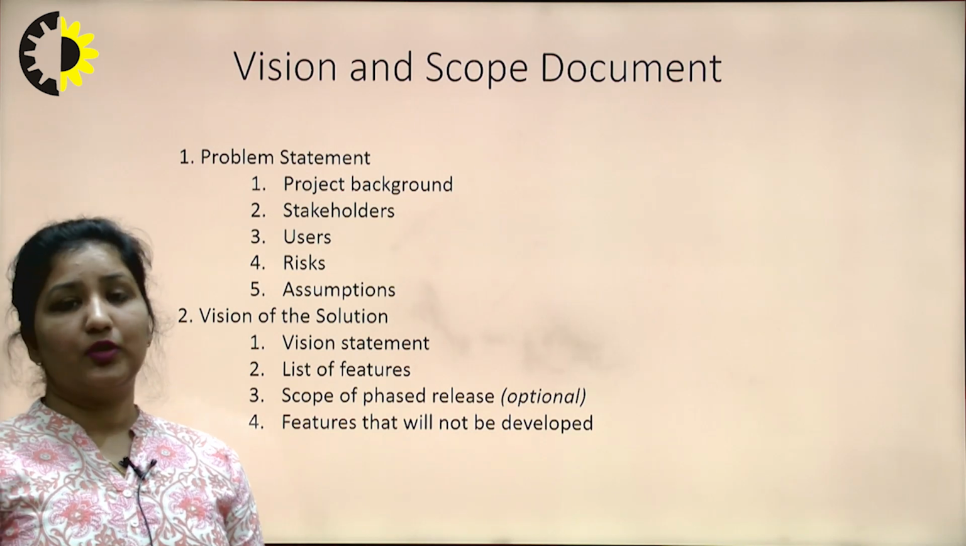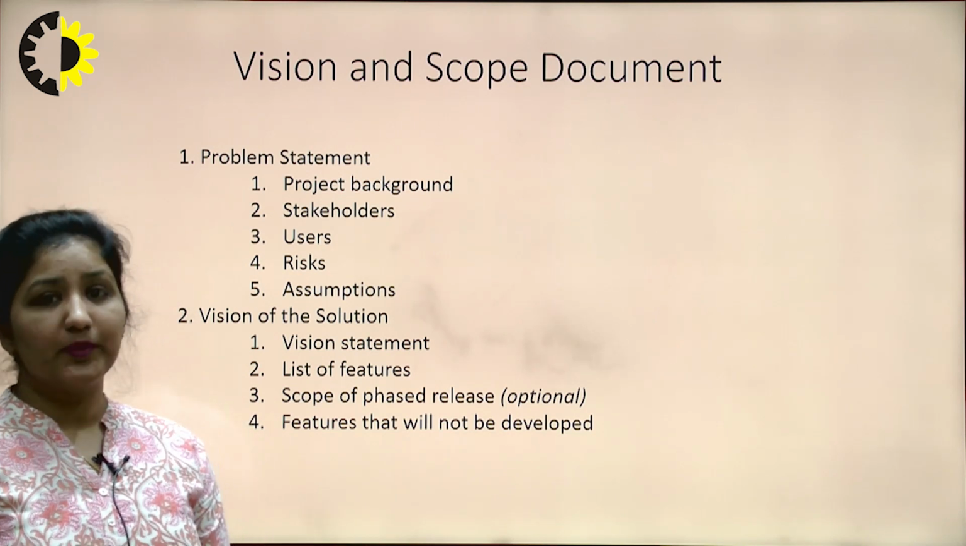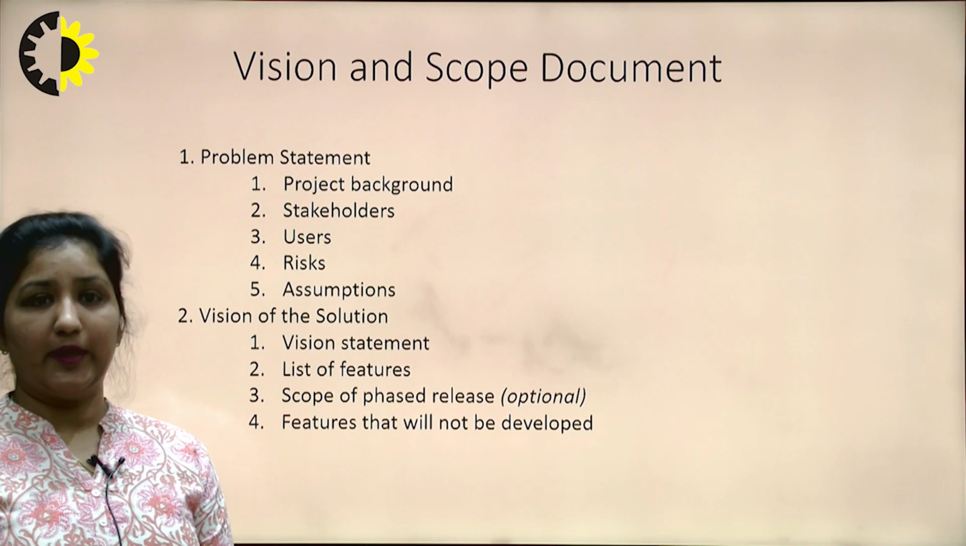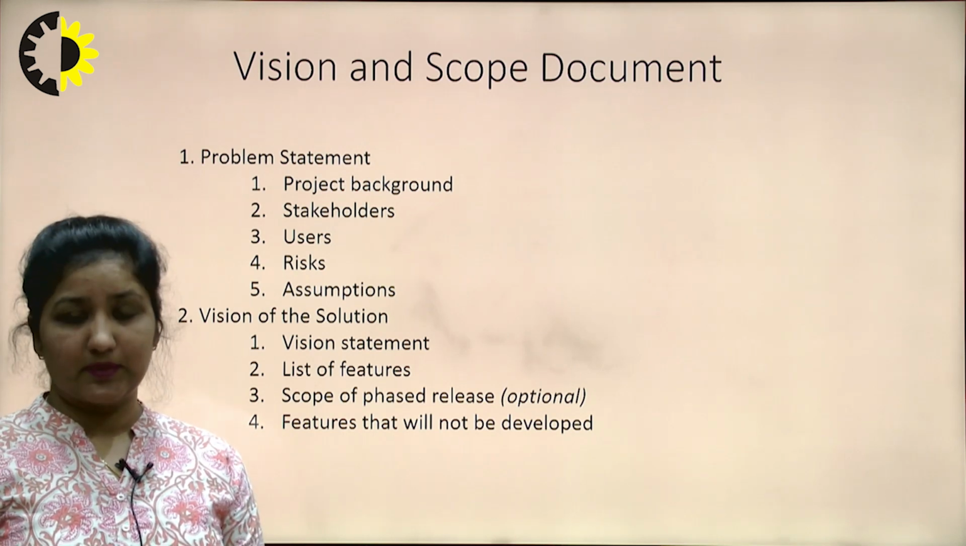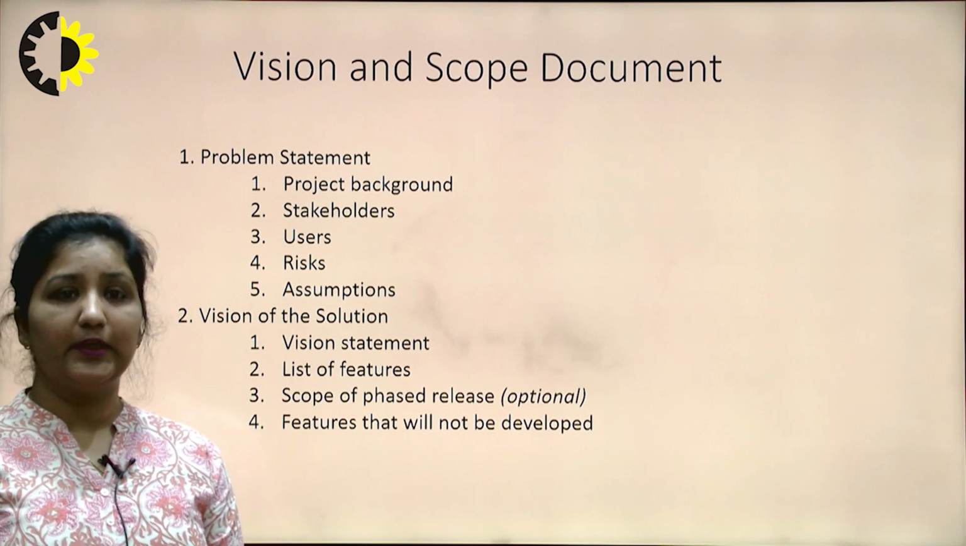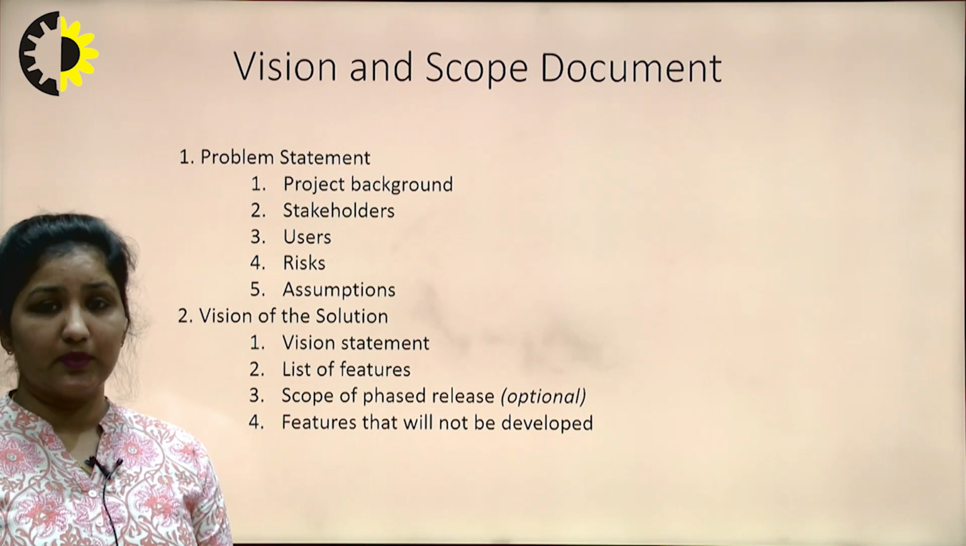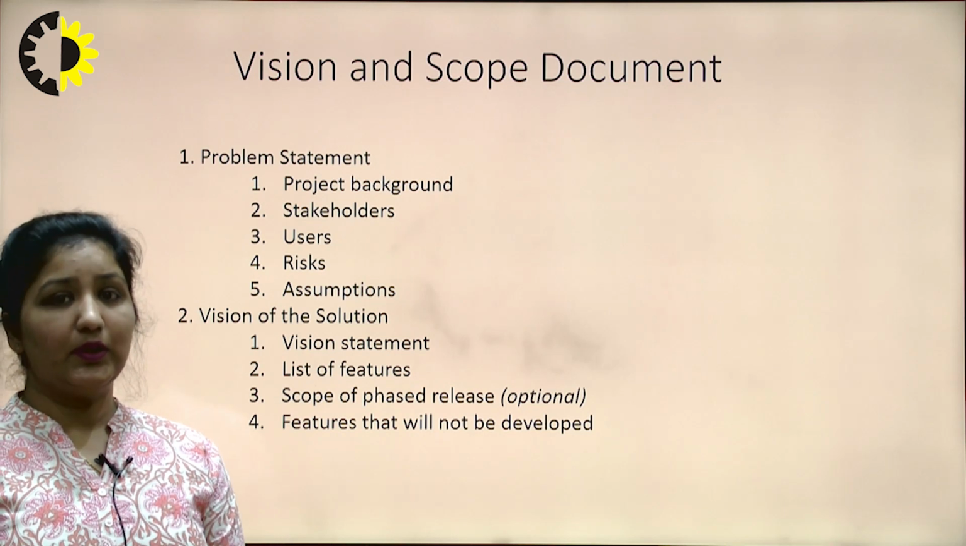Next comes the vision and scope document. This is the document which is required to be maintained for any project. For example, suppose we have a problem statement. That means a client comes to us and gives us the project problem statement. So what all things do we need to include in it?